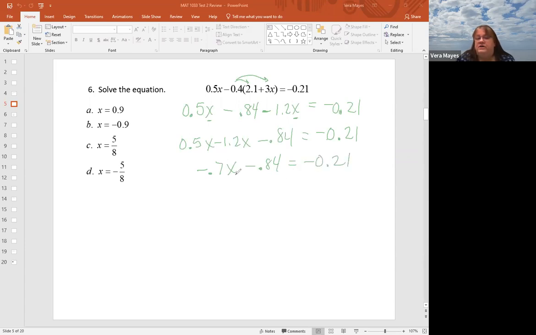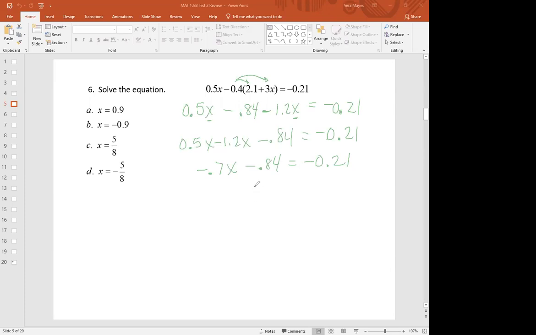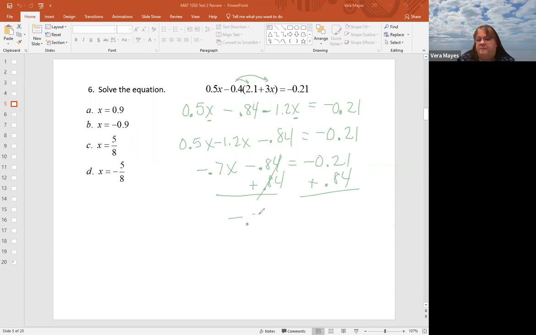All right, so I am trying to solve for x. What would you guys suggest I do next? Add 0.84. Good. So it will cancel over here. And that will give me a positive number since this is larger. Looks like 0.63. Okay, almost done.